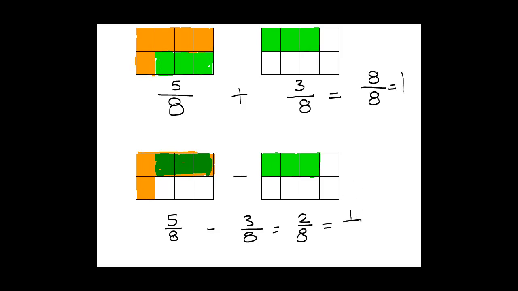2 divided by 2 is 1. 8 divided by 2 is 4. If we look back here, our original box had been divided into 4 pieces instead of 8. And out of the 4, 1, 2, 3, 4, we have 1 out of 4 pieces left. And that 1 out of 4 is the same as 2 out of 8.